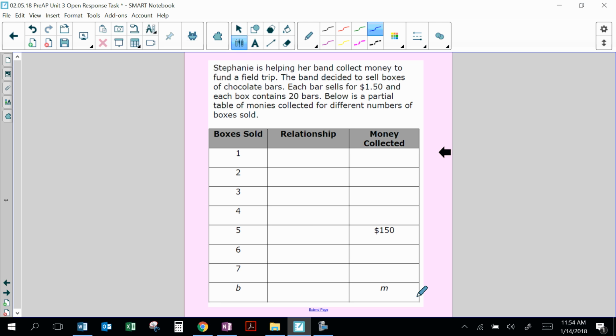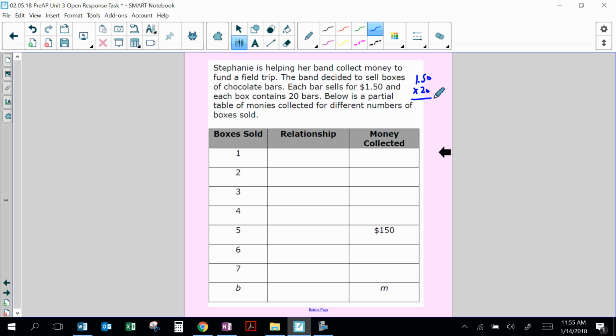Stephanie is helping her band collect money to fund a field trip. The band decided to sell boxes of chocolate bars. Each bar costs $1.50 and each box contains 20 bars. Below is a partial table of money collected for different number of boxes. So if you buy one box, you have 20 bars and each bar costs $1.50. So what's $1.50 times 20 bars?